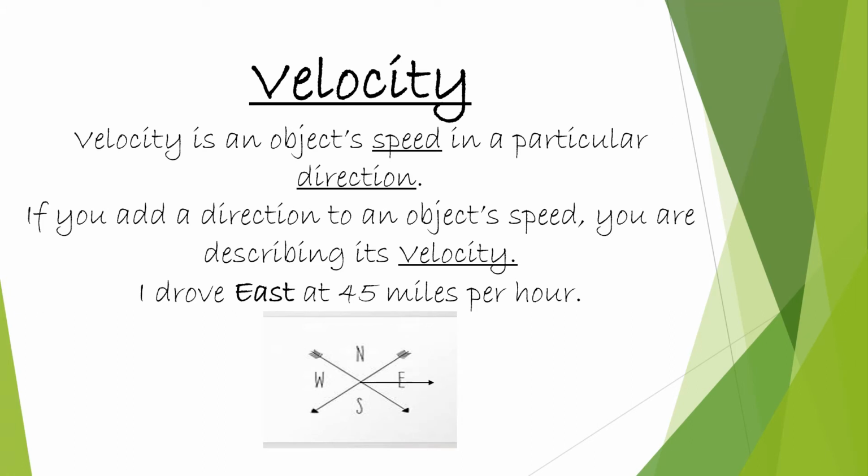Velocity is an object's speed in a particular direction. If you add a direction to an object's speed, you are describing its velocity. Like the example, I drove east at 45 miles per hour. Or I drove northwest at 60 miles per hour on the freeway.